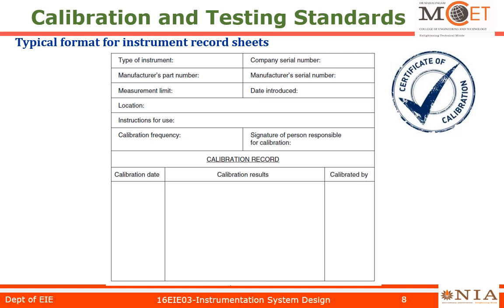And the first part, from type of instrument to calibration frequency, will be like a nameplate. You can find it on any kind of instrument. But if you want to check or calibrate the instrument, all these things should be recorded. So this is about the instrument record sheet.